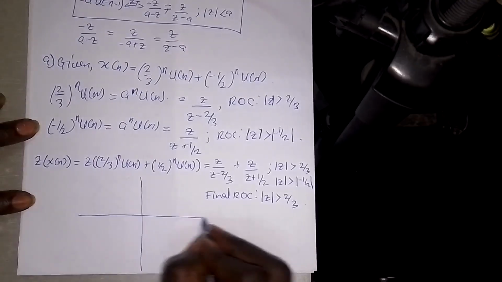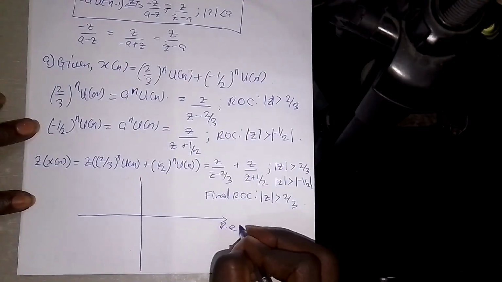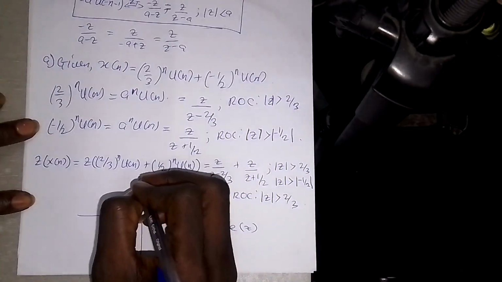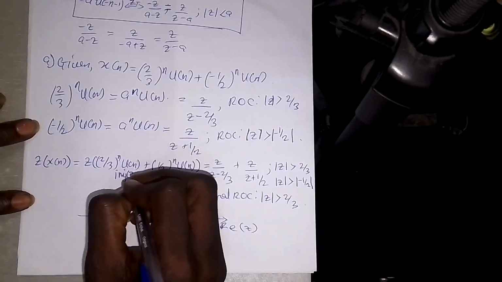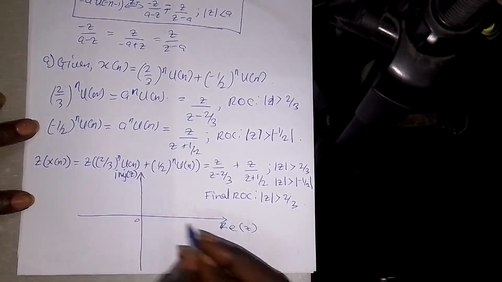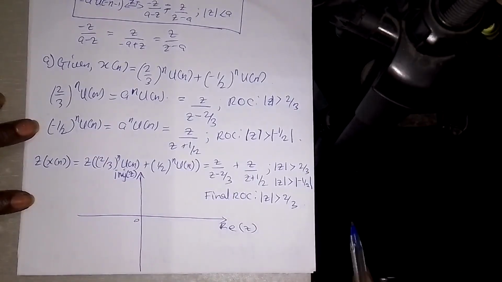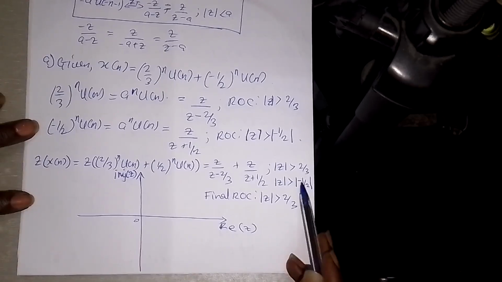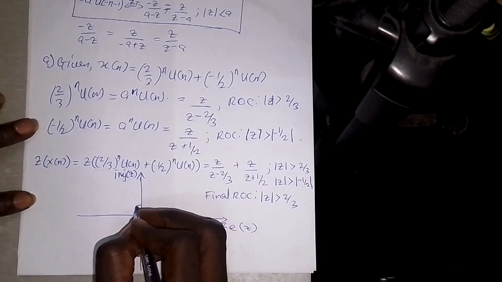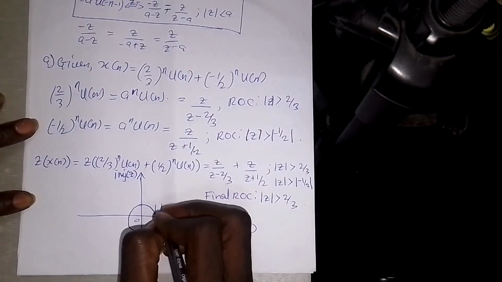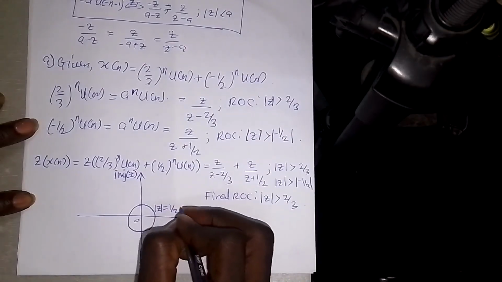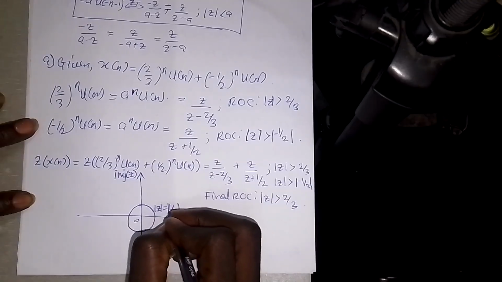So now plotting it, this is what we're going to have. This is the real of Z, and here is the imaginary of Z, and here is 0. So let's say 2 over 3 and 1 over 3, which is smaller. 2 over 3 and 1 over 2, which is smaller? 1 over 2 is smaller. So let me plot the circle of 1 over 2 first, because it's smaller. So here mod Z is equal to 1 over 2. It's negative 1 over 2.